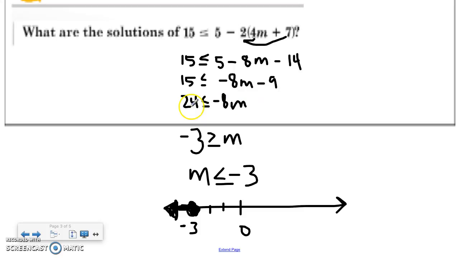That gives me 24 over there. 15 plus 9 is 24, is less than or equal to negative 8m. Then I'm going to divide both sides by negative 8. Remember that dividing flips my sign the other way. So dividing by negative 8, 24 divided by negative 8 gives me negative 3. So it's negative 3 is greater than or equal to m. And if I flip the whole thing around, the solution is m is less than or equal to negative 3.